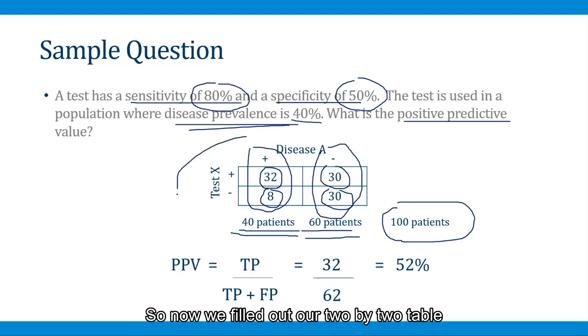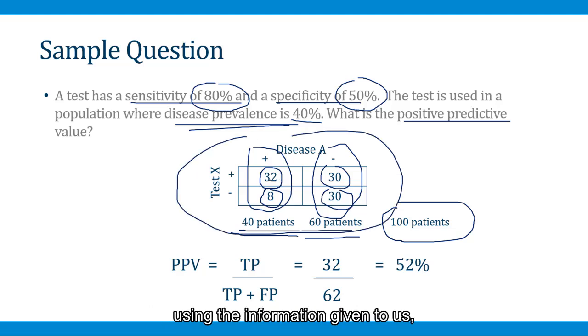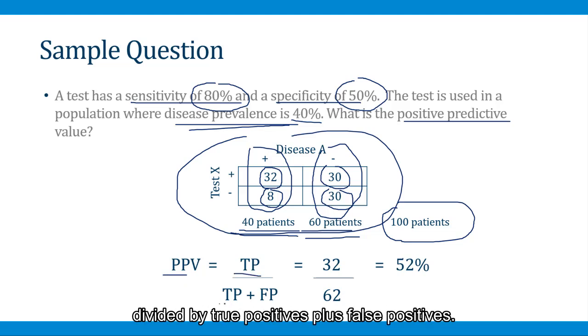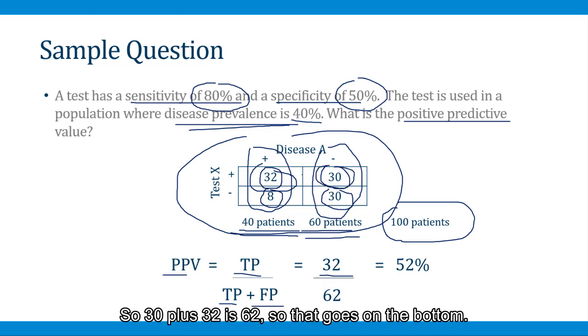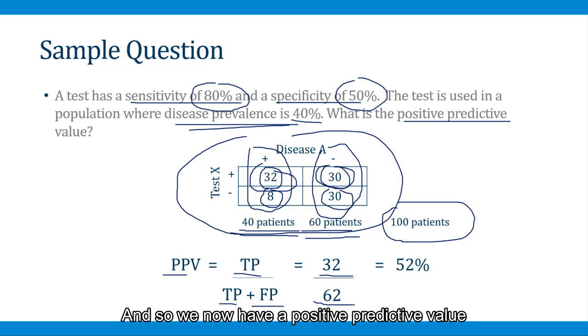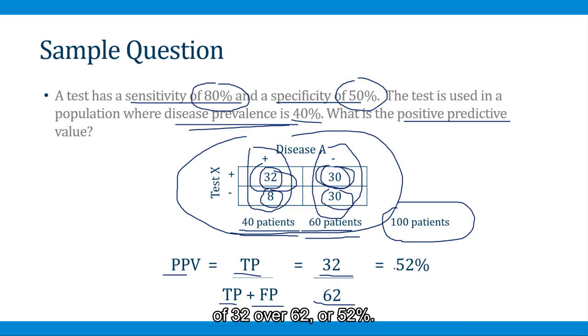So now we've filled out our 2x2 table using the information given to us, and it's very straightforward to calculate the positive predictive value. As I told you on the last slide, it's equal to true positives divided by true positives plus false positives. The true positives are 32, so that number goes here. The false positives are 30, that's this number right here, so 30 plus 32 is 62, so that goes on the bottom. And so we now have a positive predictive value of 32 over 62, or 52%.